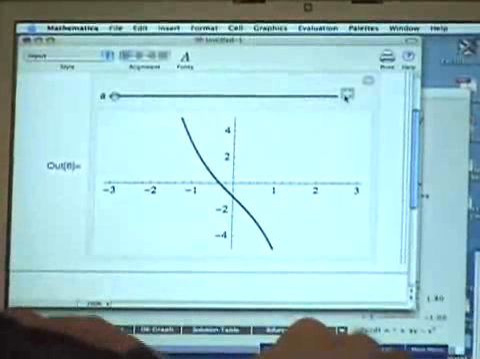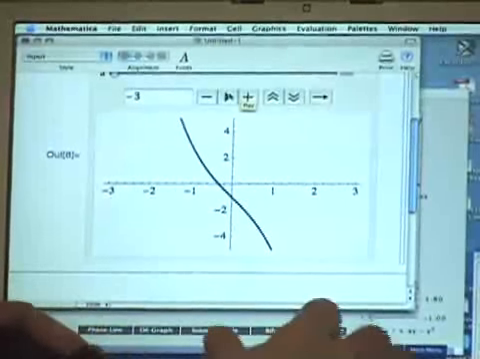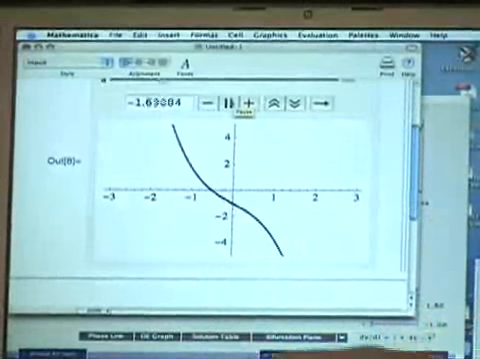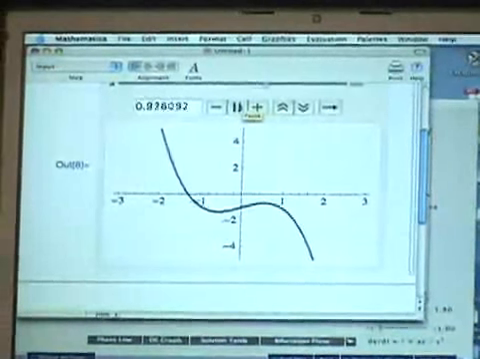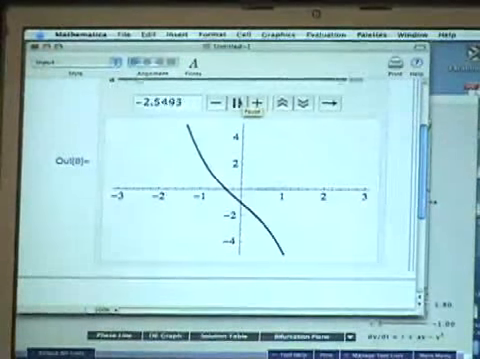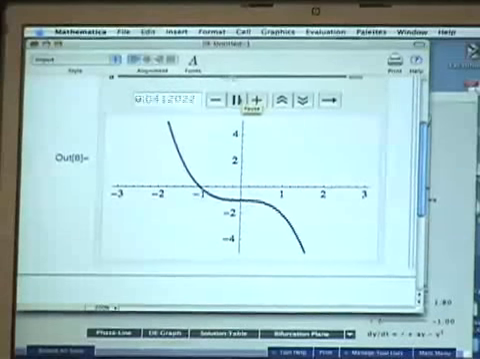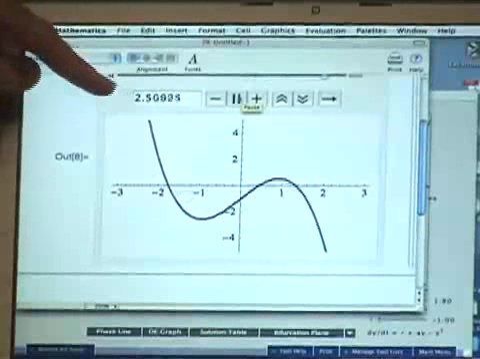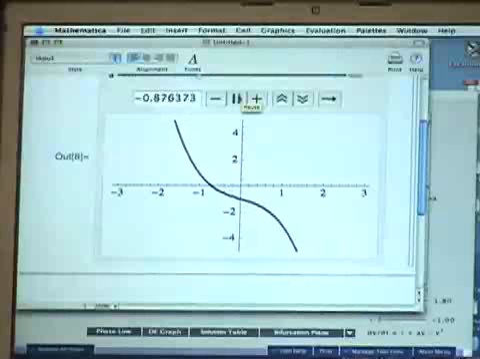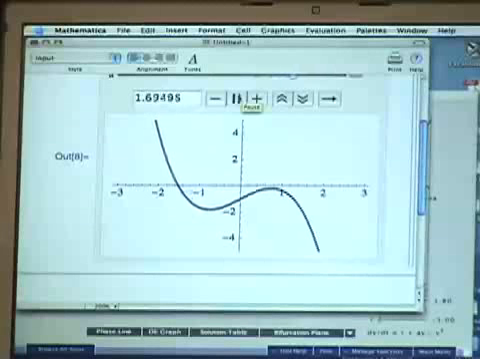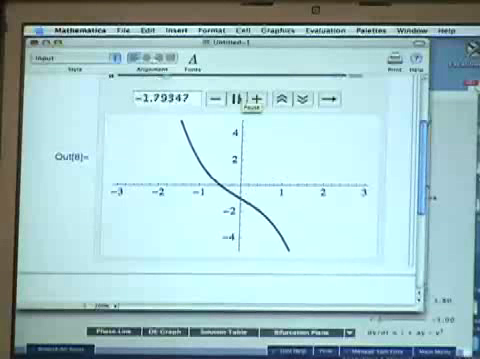There we go. So there, a is negative 3. Now I run the animation. You can see what's happening. It looks like we get a bifurcation occurring if you look at the number up here at about, close to 2. Close to alpha equals positive 2. Somewhere around there. I can't quite catch it.